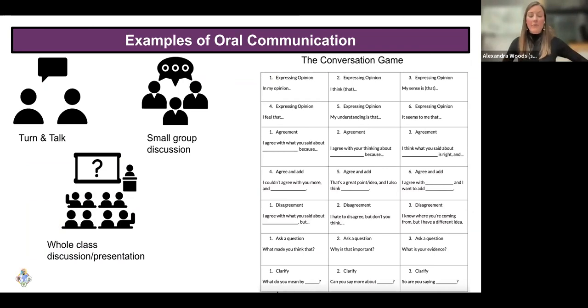So oral communication is taught and practiced through a variety of classroom activities, including listening to podcasts or oral texts, engaging in small and larger group discussions, and through presentations. The image on the right is a conversation game, which was developed by a teacher in the OCDSB to engage students in an activity of accountable talk, a way to express opinions by sentence stems, and really engaging in productive and active listening with their peers.